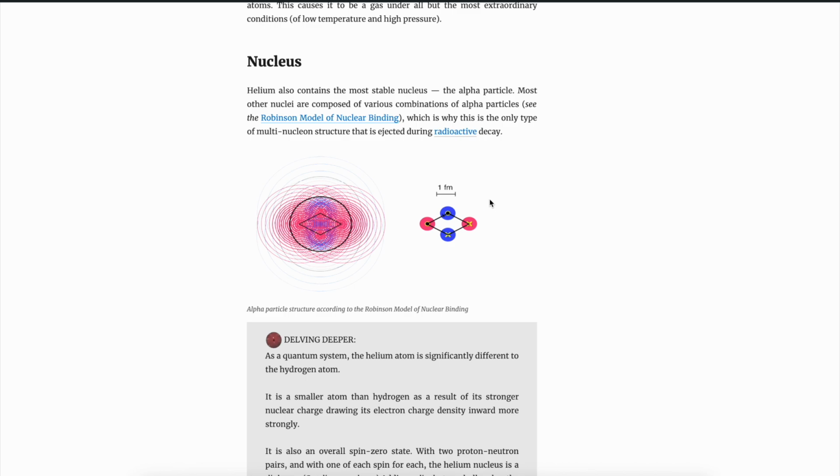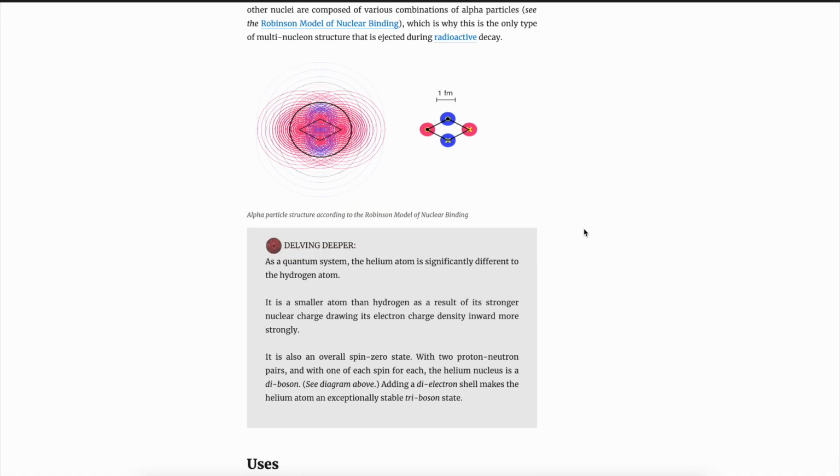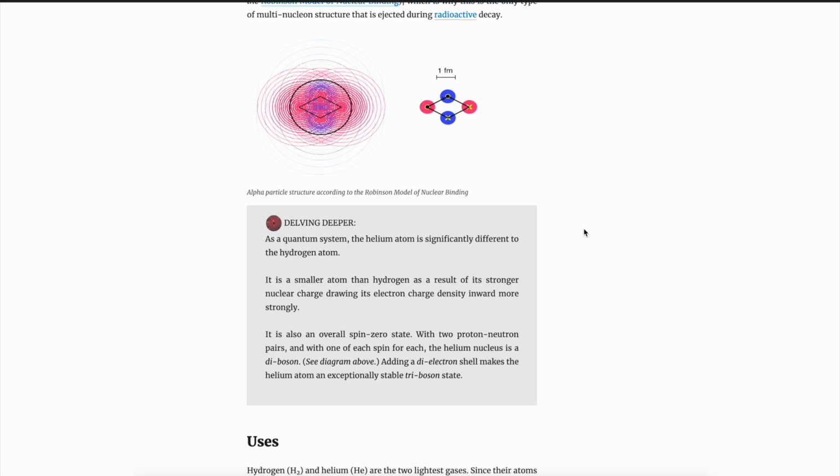It is also known as an alpha particle when you strip away its electrons, the helium 2+ ion, called an alpha particle, and it is one of the forms of nuclear radiation that large atoms can emit when they decay.